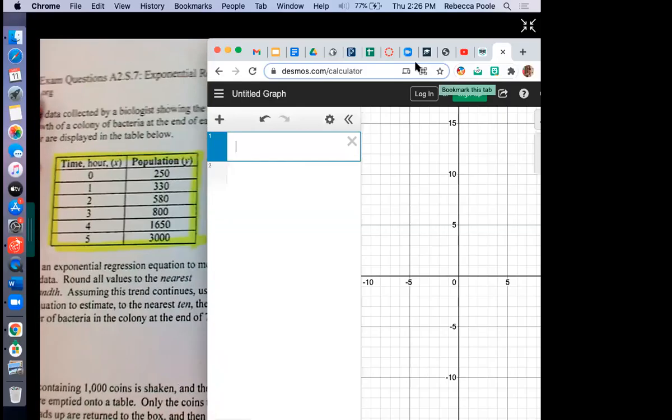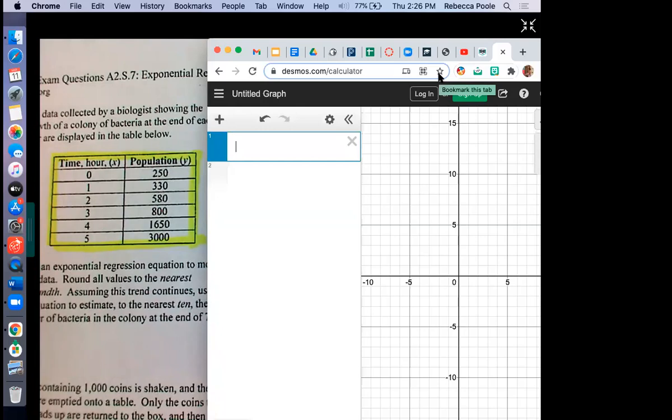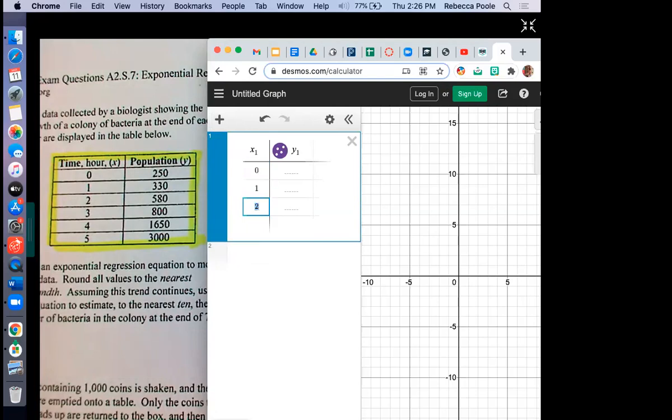Okay, so what's my first step to find the exponential equation? What do I have to put in the Desmos? The table. So everybody click the plus sign in the top left. Click it. What are you adding? A table. And then I need you to go put your data in.